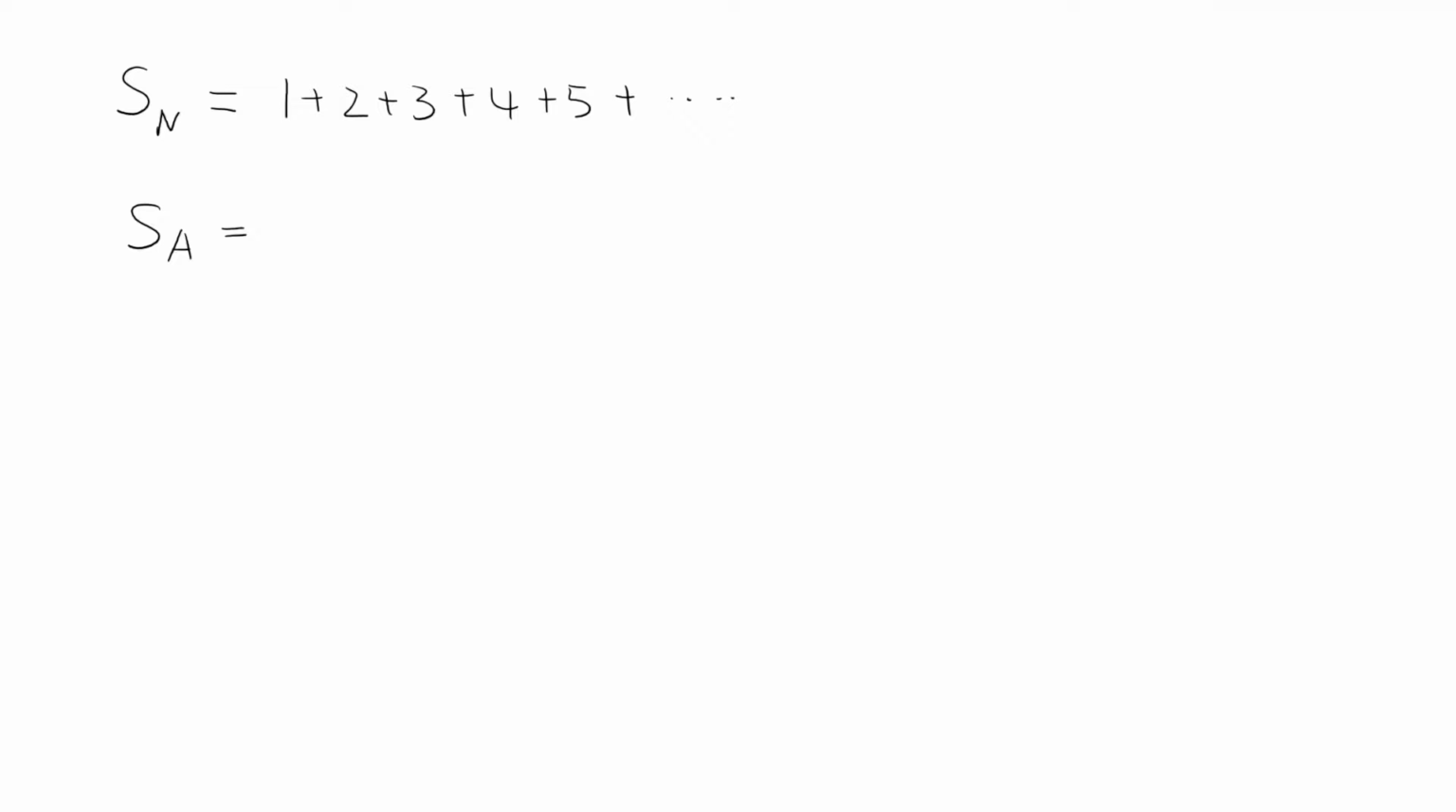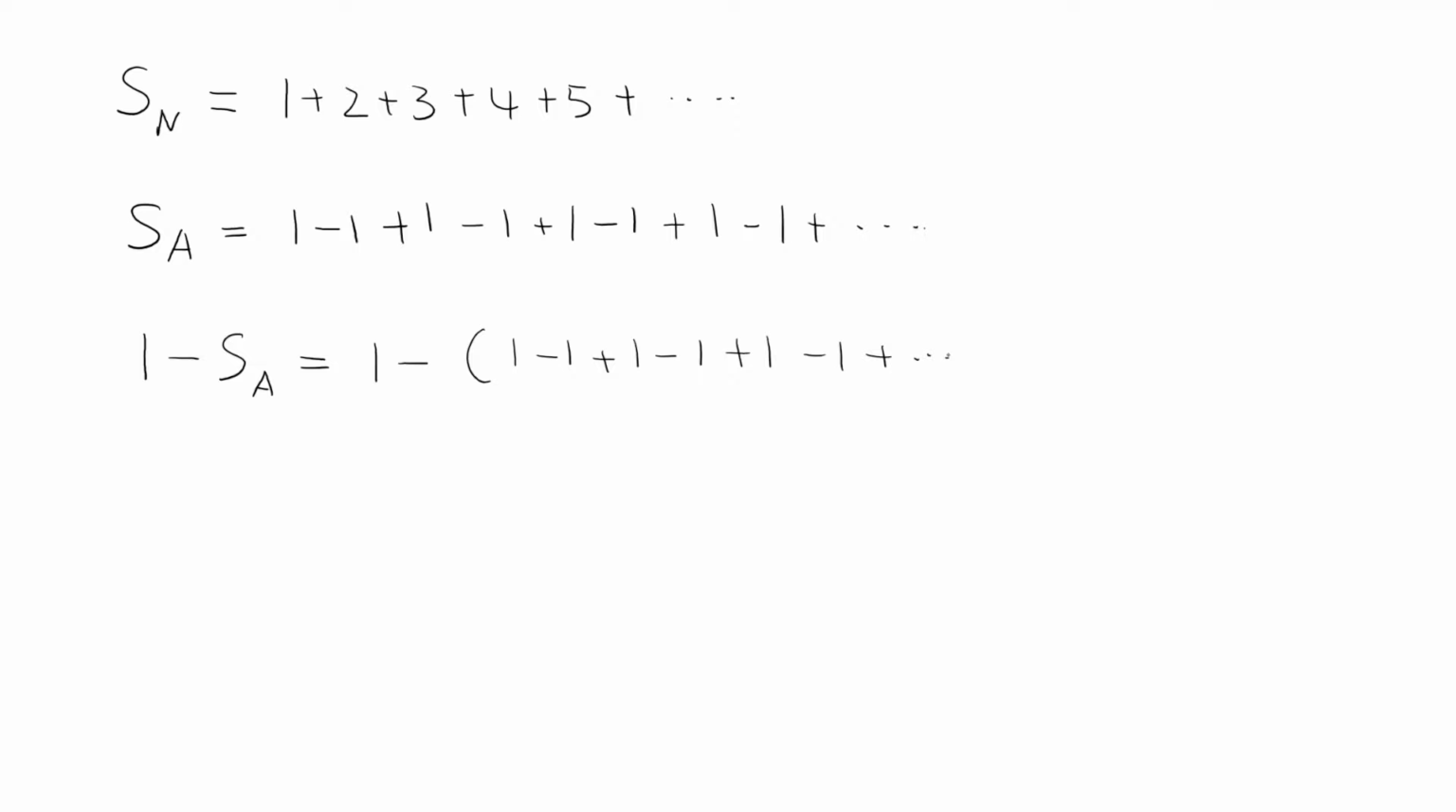Let's call it sum A. What is the sum of 1 minus 1 plus 1 minus 1 plus 1 minus 1 plus 1, going forever? It seems like it's going to be 1, then 0, then 1, then 0, then 1, then 0. So how can we actually arrive at a result for this? Let's say we are looking at 1 minus S sub A, then we have 1 minus 1 minus 1 plus 1 minus 1 plus 1 minus 1, right? And forever.